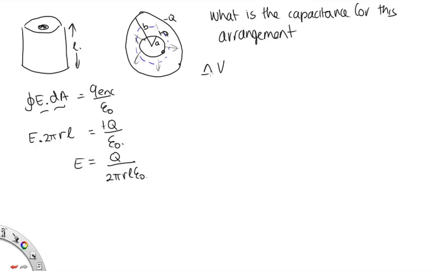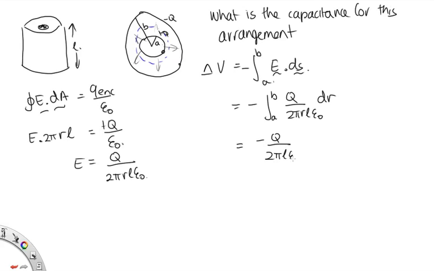So V is equal to the negative of the integral going from A to B of E dot ds, and this is equal to minus the integral from A to B of Q over 2 pi RL epsilon naught dr, because we're going along a radial path, so this ds is dr, and so this is equal to minus Q over 2 pi L epsilon naught, and then we're integrating 1 on R. When we integrate 1 on R, we get log R, evaluated at B and A. So we end up with Q over 2 pi L epsilon naught log B on A, because it's log B minus log A, which is log B on A.